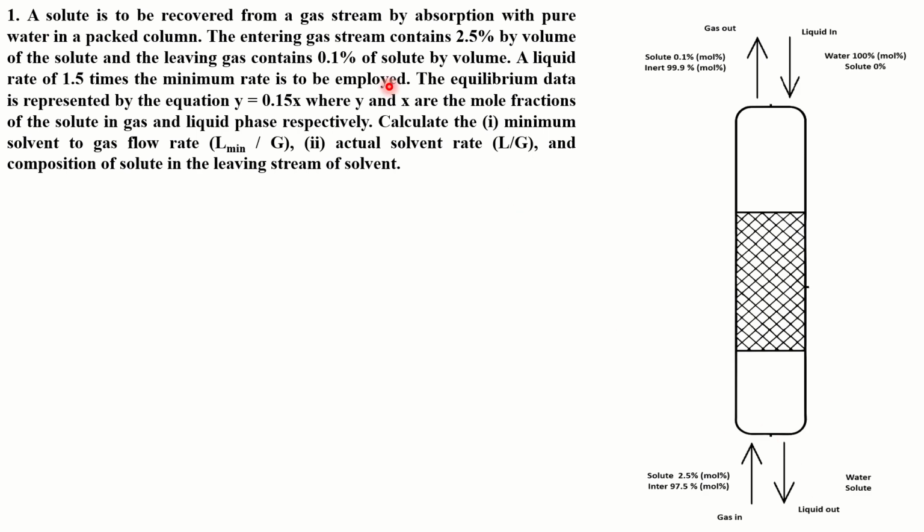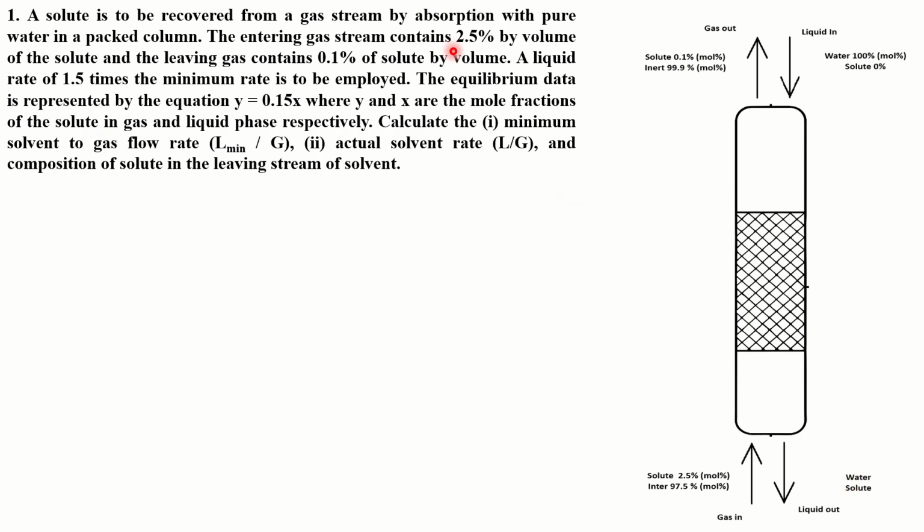So in the problem statement it is given that there is 2.5% by volume of the solute in the entering gas stream. The gas stream enters from the bottom section of the absorption column and leaves from the top section, and the solvent is introduced from the top section of the column and leaves from the bottom section. When the gas and solvent are brought into contact with each other, the solute gets dissolved in the solvent and is carried away by the solvent in the leaving stream.